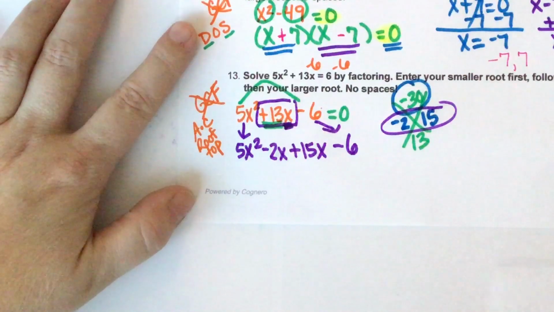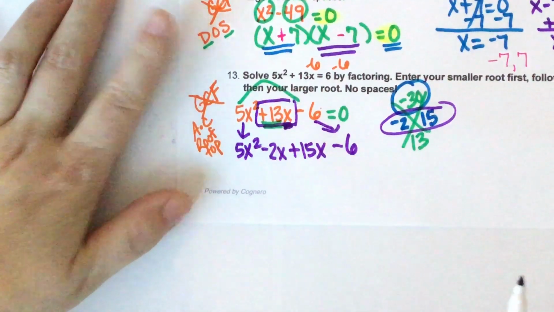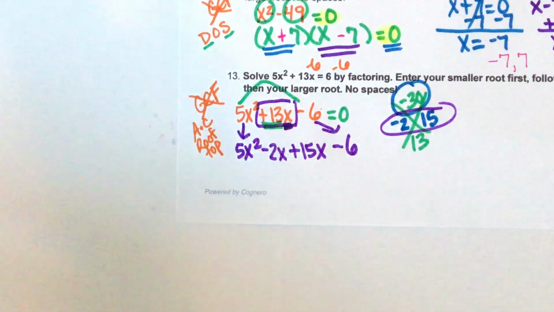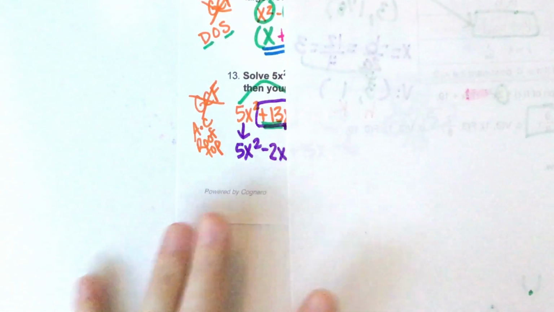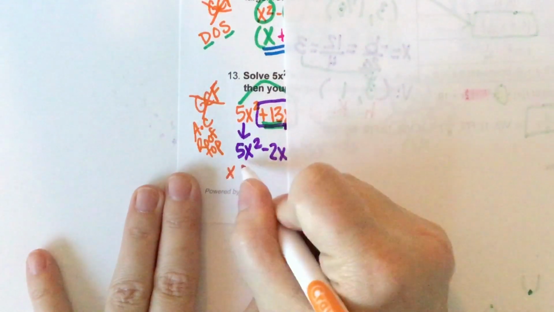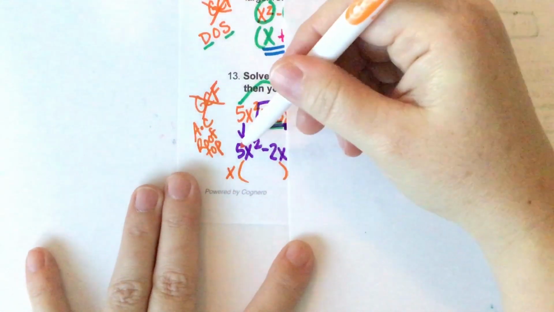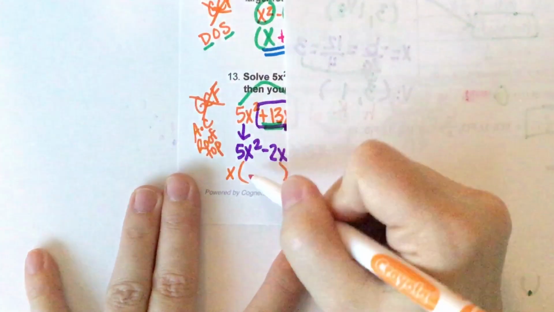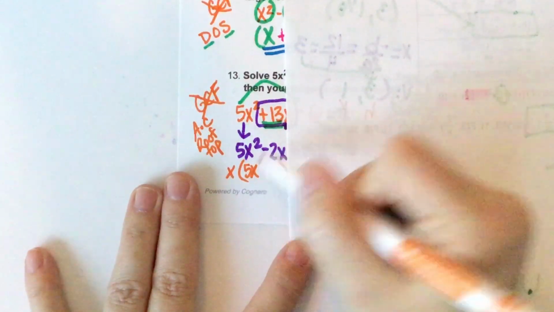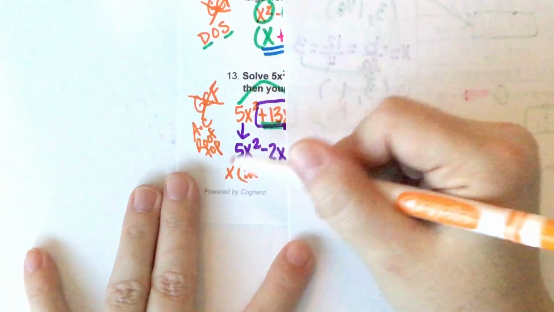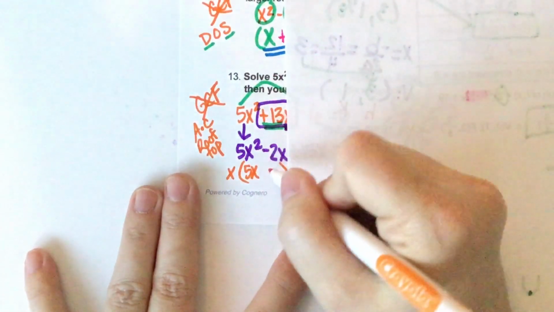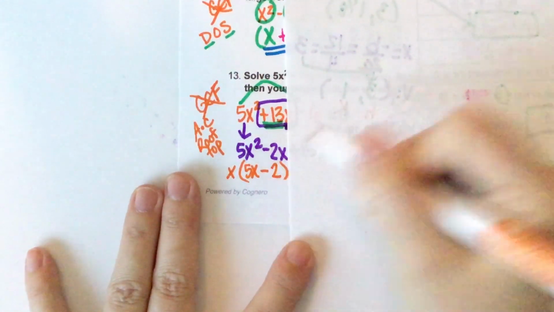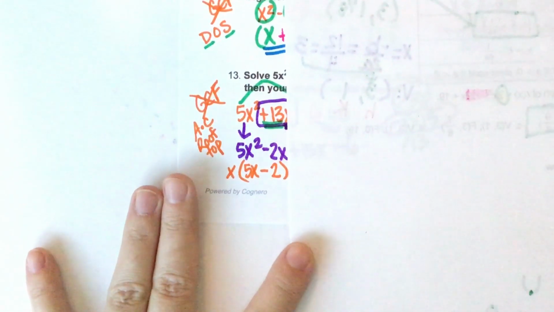Now that we have 4 terms, 1, 2, 3, 4, we factor by grouping. So I group together my front 2 terms and I take their GCF out. Well, the only thing they both have is an x. Build your parentheses and get both of those back. So x times what is 5x squared? X times 5x is 5x squared. X times what is negative 2x? X times negative 2 is negative 2x.